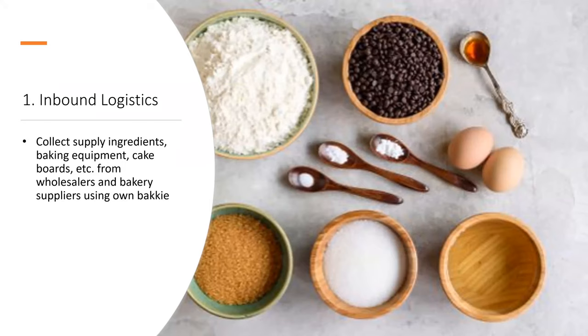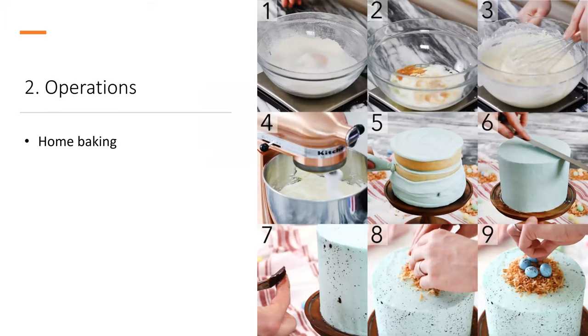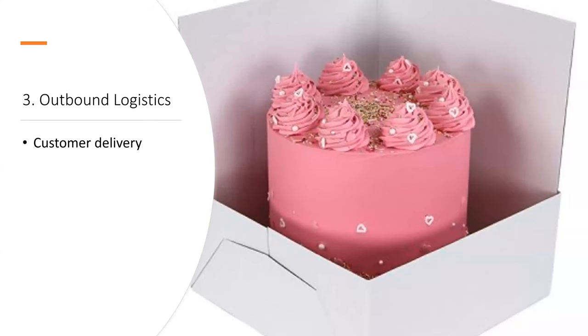We then take these ingredients home and we mix them all together in that magical way that it's done. I'm not an expert on cake baking, so some of you there will have to instruct me. And we put it all together and out pops these great cake creations. Then the third step that we do is our outbound logistics. The way that we get the product to the customer is that we deliver these products in our bucky to the customer. So we take the cakes, we box them up, and we deliver them to the customer.